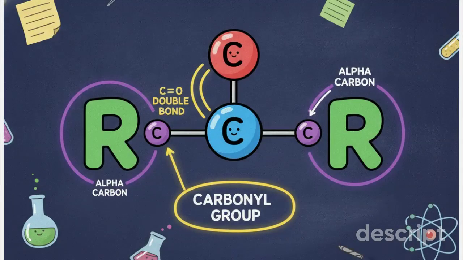Let's start with the structure of a ketone. A ketone contains a carbonyl group, which is a carbon atom double bonded to an oxygen atom. This carbonyl carbon is also bonded to two other carbon groups. The C=O bond is polar, with oxygen being more electronegative, pulling electron density toward itself.